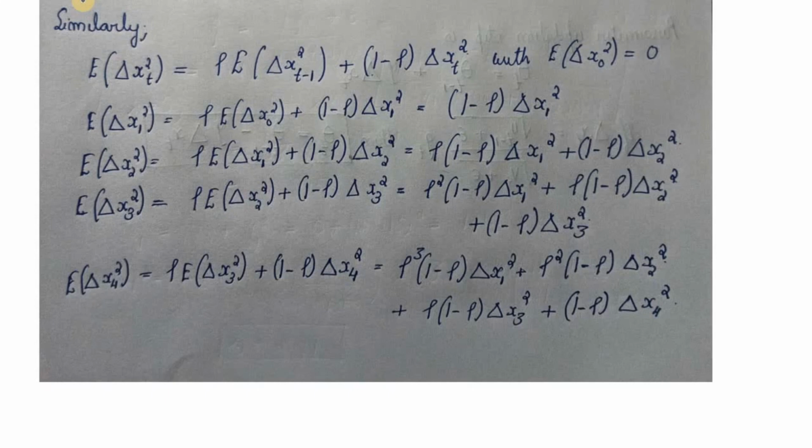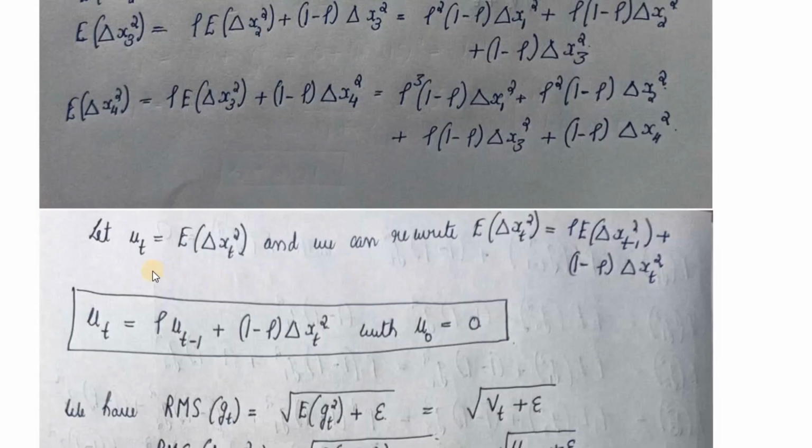We substitute t with 1 over here, and then we expand it, so we get the expected value of del x1 square as this. Now we put the value of t as 2 only, and then we expand it, and we are almost getting the same sort of progression for expected value of del xt square as we were getting for expected value of gt square. Now we make a substitution that we assume the expected value of del xt square as ut, and we rewrite the entire equation and we get something like this.